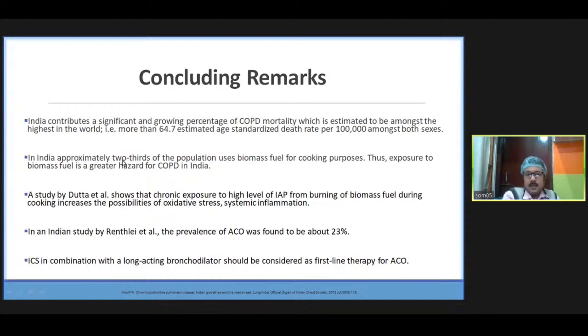Approximately two-thirds of the population use biomass fuel for cooking purposes. Thus, biomass fuel is a greater hazard for COPD in India. Now, a different study shows that chronic exposure to high levels of biomass fuel increases the possibility of systemic inflammation, and the prevalence of asthma COPD overlap was found to be about 23%. Now, inhaled corticosteroid in combination with a long-acting bronchodilator should be considered as the first line for the treatment of asthma COPD overlap.